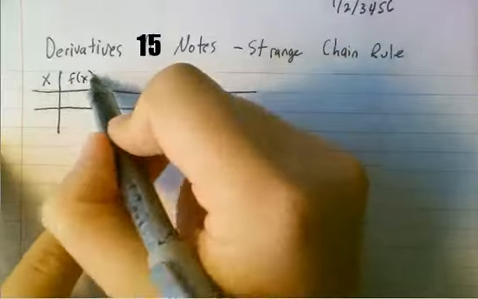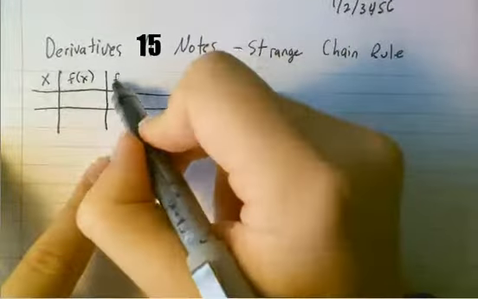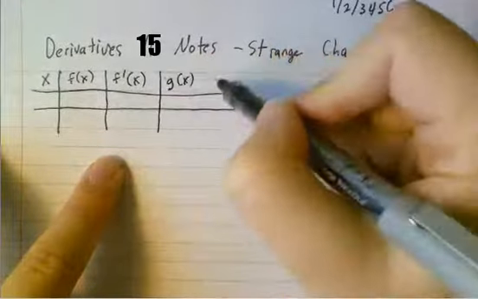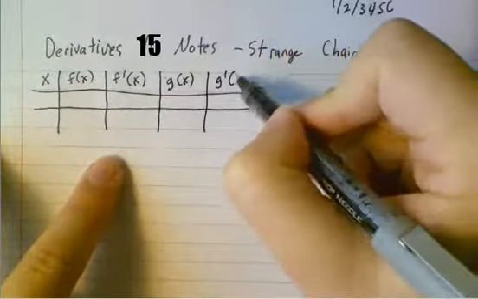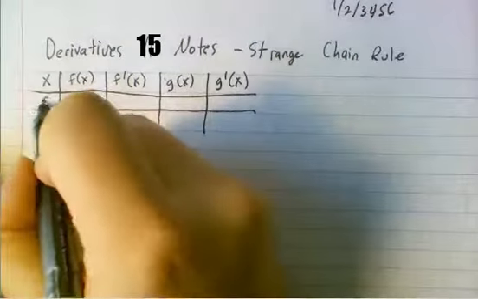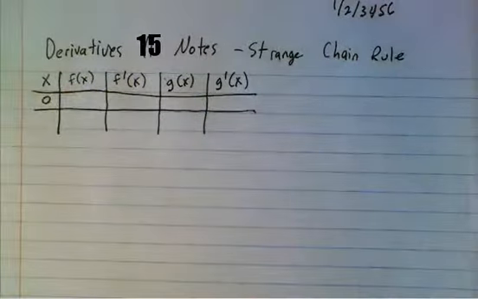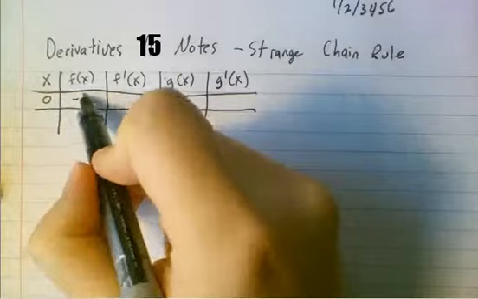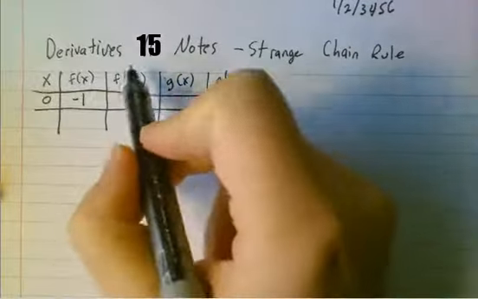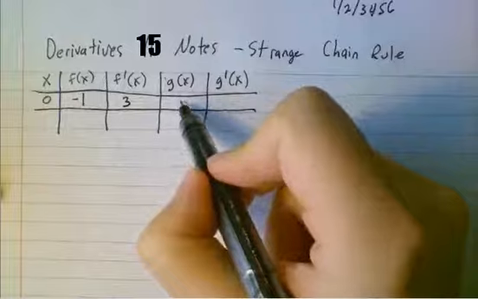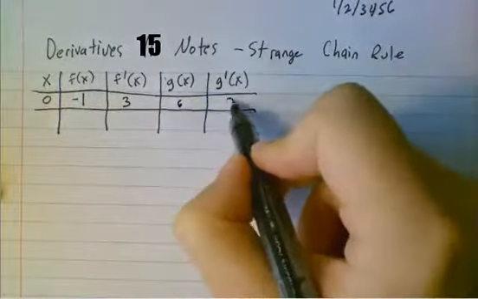This is the column for f of x, f prime of x, g of x, and g prime of x. So what we're going to say is that when x equals 0, these have just been calculated. We don't know where they came from. We just know that a number has been come up with. When x is 0, f of 0 is -1, f prime of 0 is 3, g of 0 is 6, and g prime of 0 is 2.